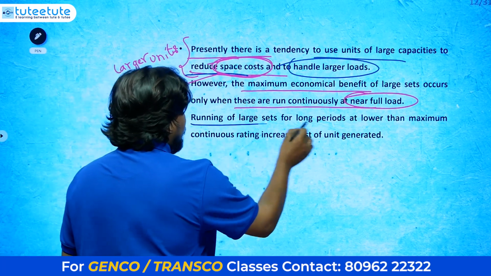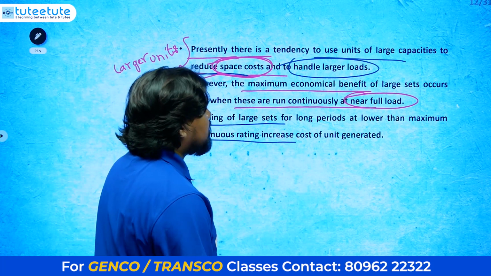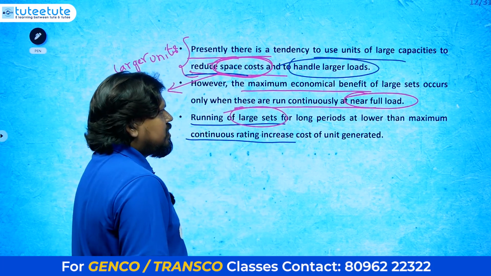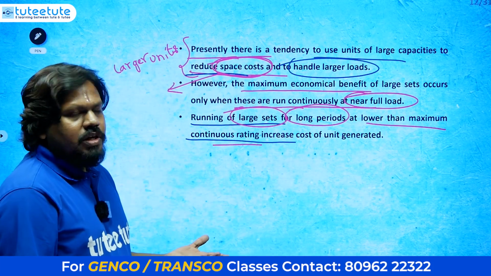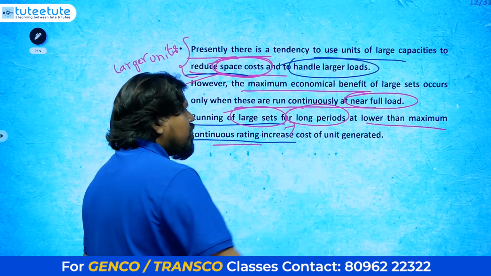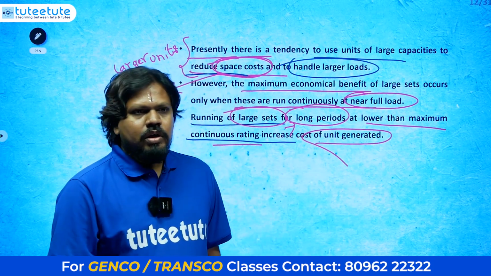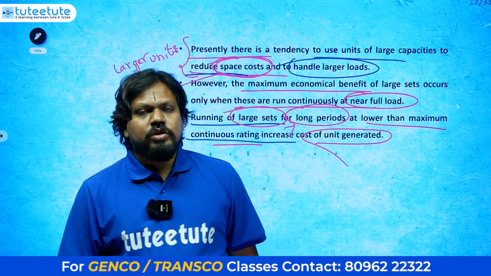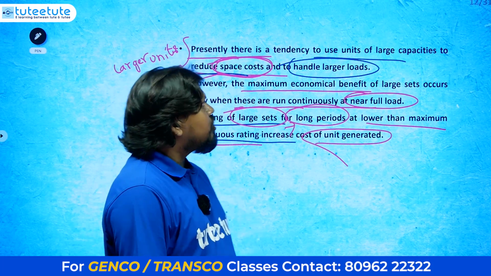Next one: running of large sets for long periods at lower than maximum continuous rating increases the cost of unit generated. This is a point we have already discussed. If any larger units are run for long periods lower than the maximum continuous rating, which is there for any generator, or otherwise if you don't operate for long periods, then the cost of unit generation will be increased. So you should operate at maximum load and run the power plant continuously, then you will get more advantage of unit generation. Hope you have understood all these points.